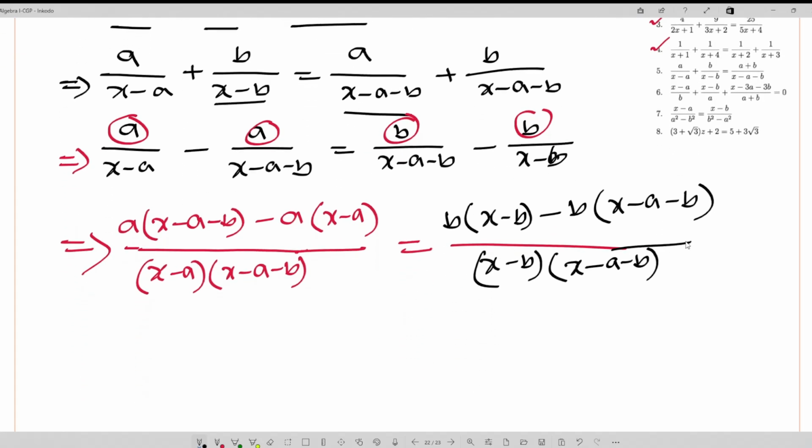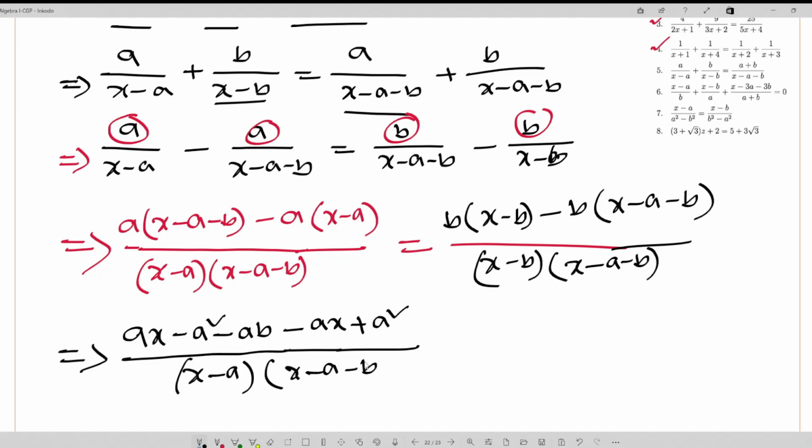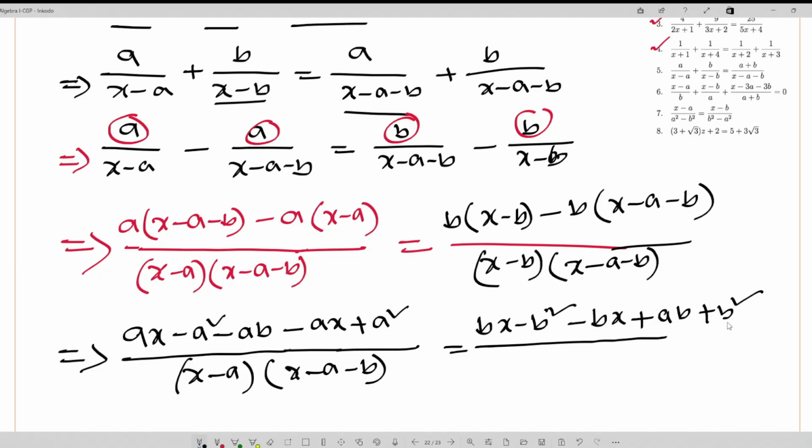Okay, now look, so ax minus a square minus ab, then minus ax plus a square, divided by x minus a times x minus a minus b, equals to bx minus b square minus bx plus ab plus b square, right? Divided by x minus b times x minus a minus b.